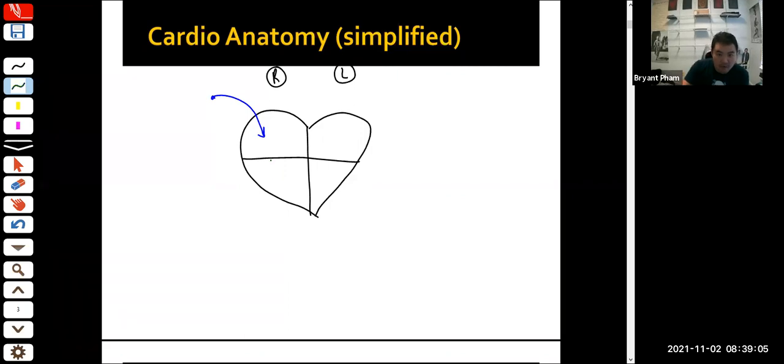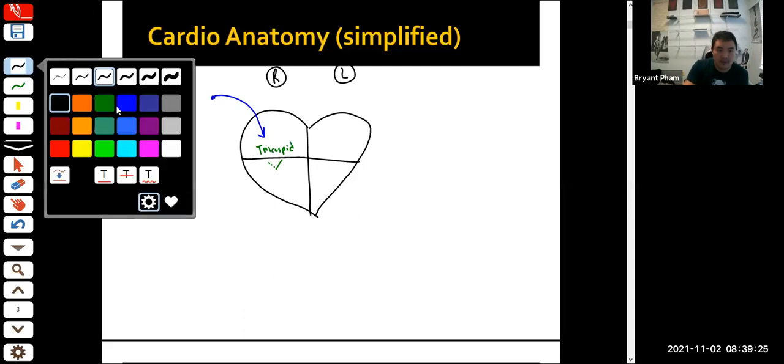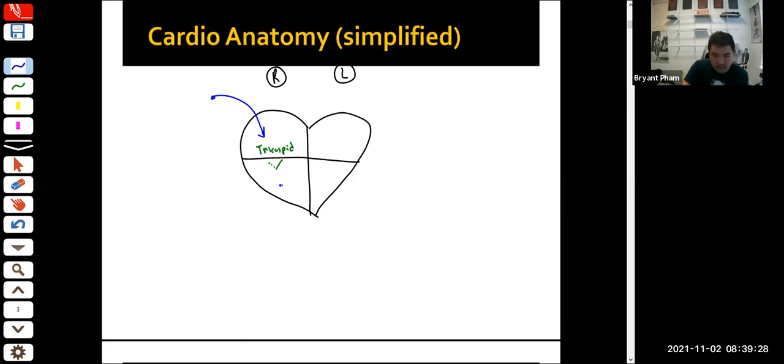Then we're going to go through this valve. What's that valve going to be called? Tricuspid. You have to try it before you buy it. Okay. So we go from the right atrium through the tricuspid into the right ventricle. And now we're going to leave the heart. We have to leave through this valve right here. That is your semilunar pulmonic valve.